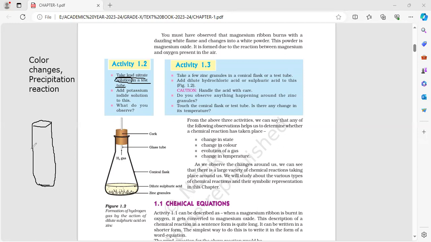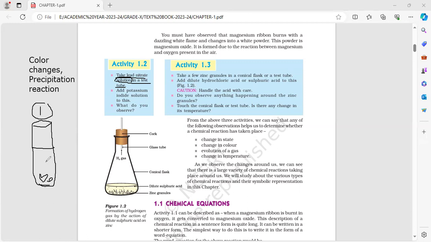Now just imagine I took a test tube and added water in it. Then I took lead nitrate and I add the lead nitrate salt to this test tube. That is what it says: take lead nitrate solution in a test tube. First I took lead nitrate, and I will write the formula of lead nitrate also.